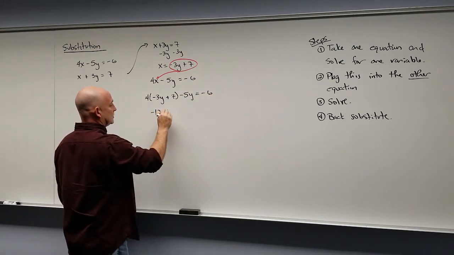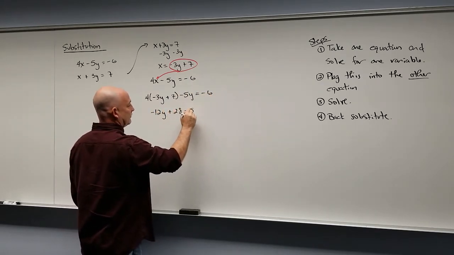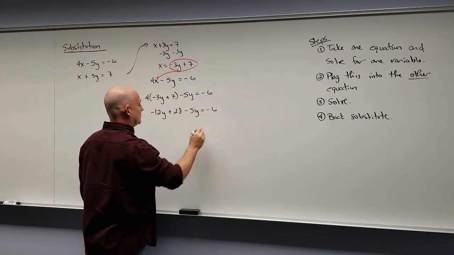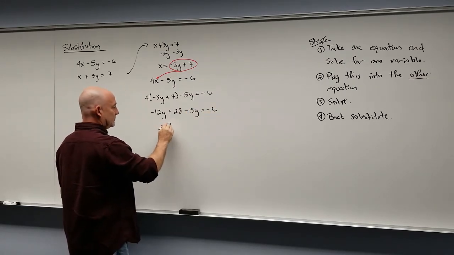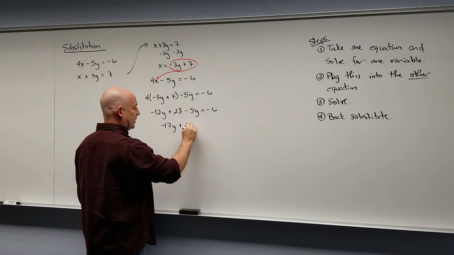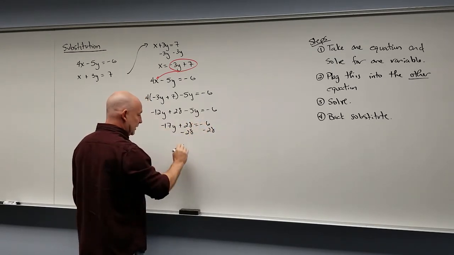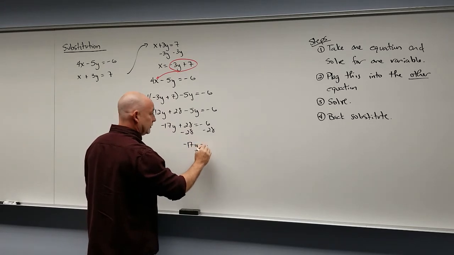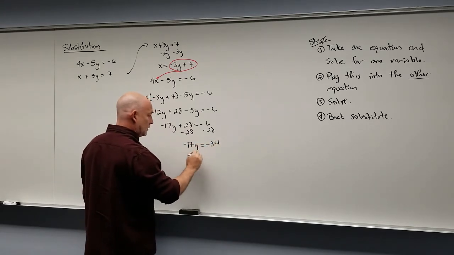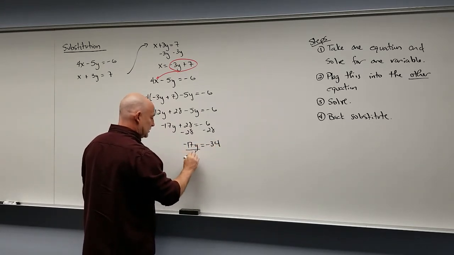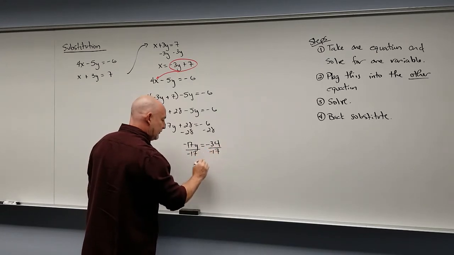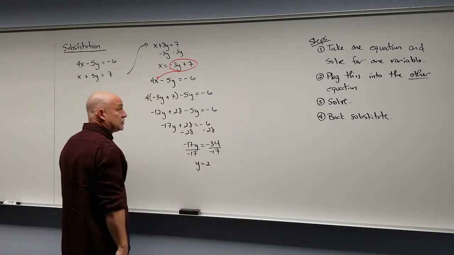So again, this is just a linear equation. Should be fairly easy for us to solve. It's negative 17y plus 28 is negative 6. So we get negative 17y is equal to negative 34. And solving, all right, so now we have a value for y. We get y is equal to 2.